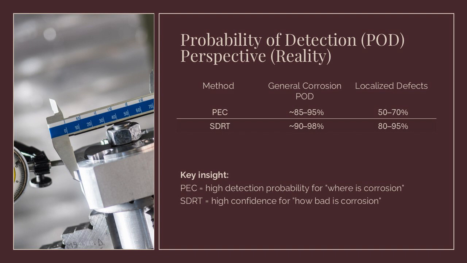Localized defects POD. The difference becomes more significant when we look at localized defects, such as pitting. PEC drops to roughly 50 to 70% because it averages thickness over a larger area. SDRT performs much better here, with 80 to 95% detection, thanks to its higher resolution.